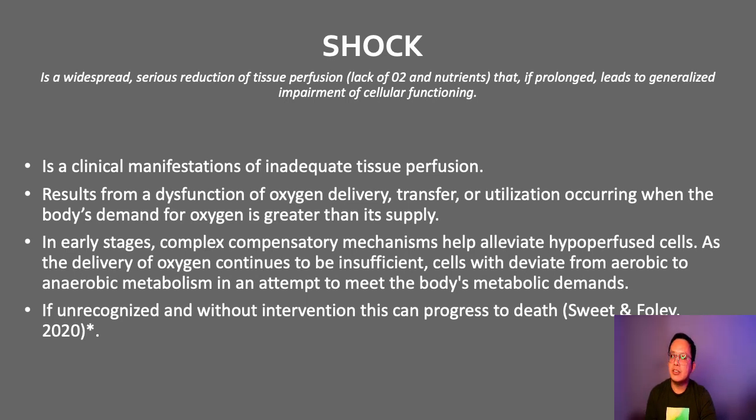As the delivery of oxygen continues to be insufficient, cells will deviate from aerobic to anaerobic metabolism in an attempt to meet the body's metabolic demands. So if there's no oxygen, the cells will use their own machineries to salvage or to perform metabolism. So the ATP and other structures of a cell will be burned in order to continue with the metabolic demands. If unrecognized and without intervention, this progresses to death, according to Sweet and Foley.